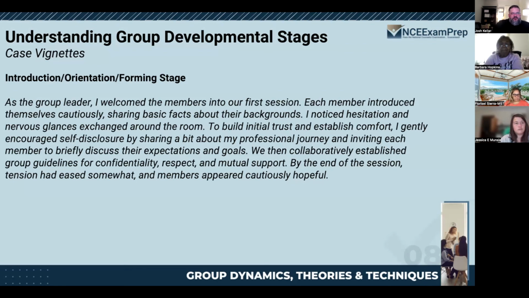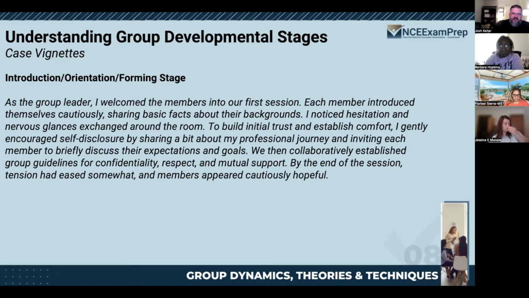So as a group leader, I welcome the members into our first session. Each member introduced themselves cautiously, sharing basic facts about their backgrounds. I noticed hesitation and nervous glances exchanged around the room. To build initial trust and establish comfort, I gently encourage self-disclosure by sharing a bit about myself professionally and inviting each member to briefly discuss their expectations and goals. We then collaboratively established group guidelines for confidentiality, respect, mutual support, and by the end of the session, tension had eased somewhat and members appeared cautiously hopeful.